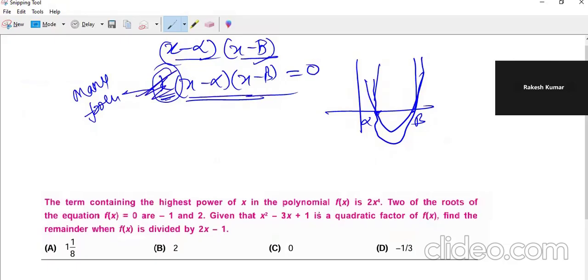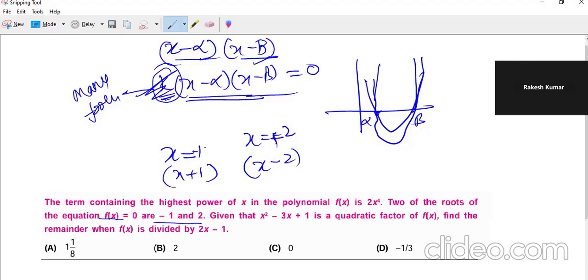So here what he's saying is, there's an equation and there are two roots. So x is equal to minus 1 is a root, so x plus 1 is a factor. x is equal to minus 2 is a root, so x plus 2 is a factor. x is equal to plus 2 is a root, so x minus 2 is a factor. The highest power is x to the power 4, so there will be 4 factors. So the other is this.